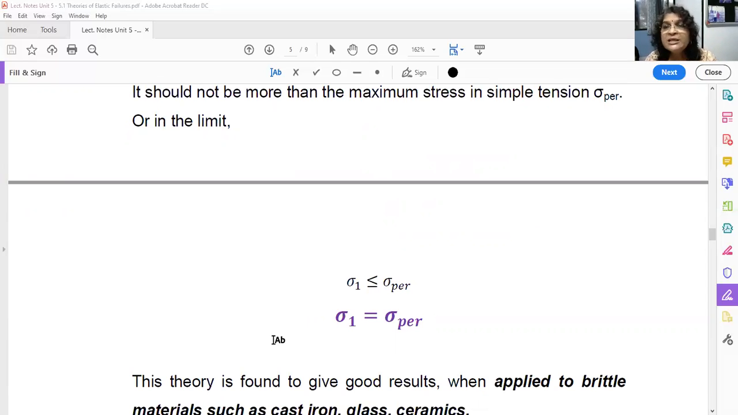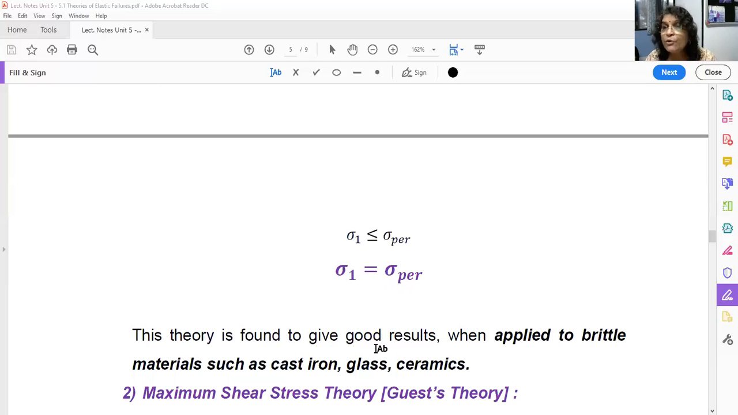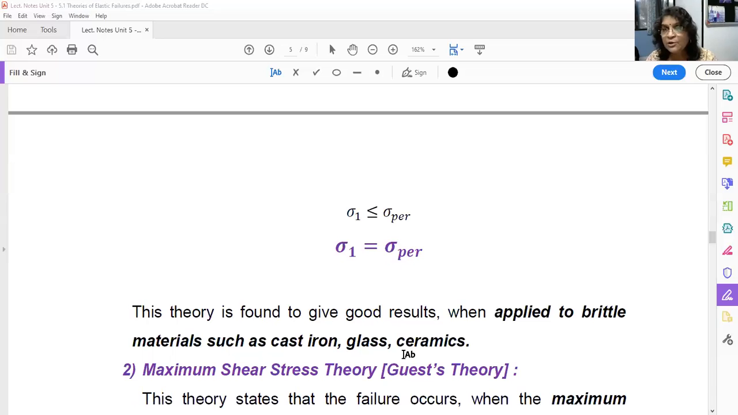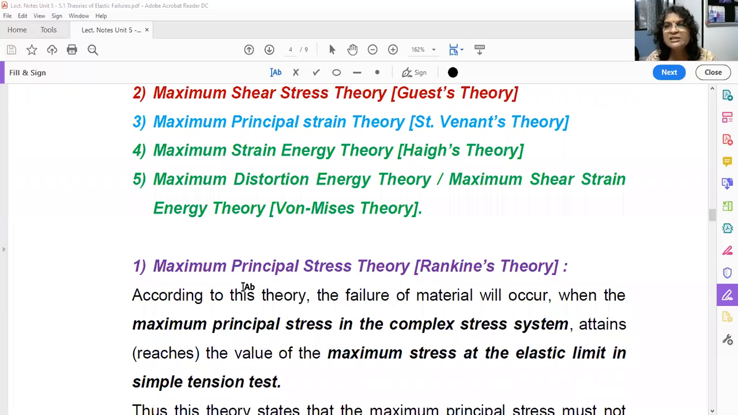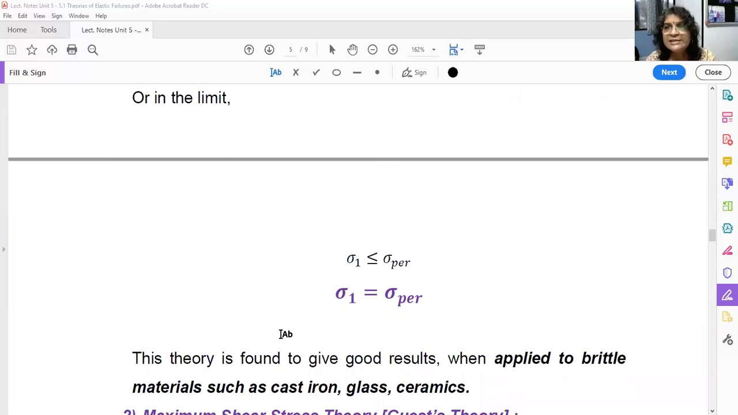Okay, so this theory is found to give good results for brittle materials such as cast iron, glass, ceramics. So this theory, maximum principal stress theory, usually applies to brittle material, because it is found to give good results for brittle material. Understood? Then go to the second theory.